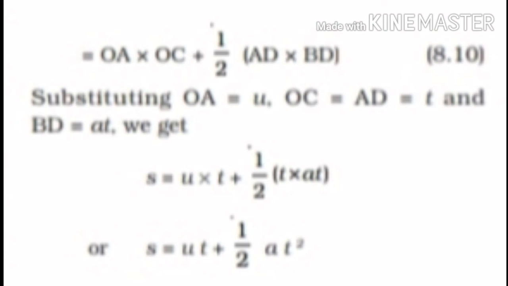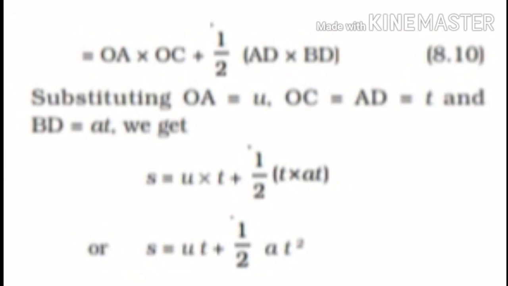So OA into OC. Why? Because we know the formula for finding the area of a rectangle, that is l into b. So we use OA into OC plus the area of the triangle, which is 1 by 2 AD into BD. Then substituting OA is equal to u, OC is equal to AD is equal to t, we get s is equal to u plus v into t by 2.